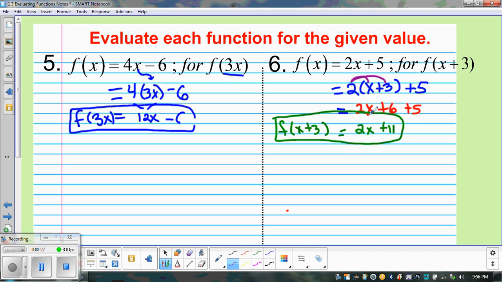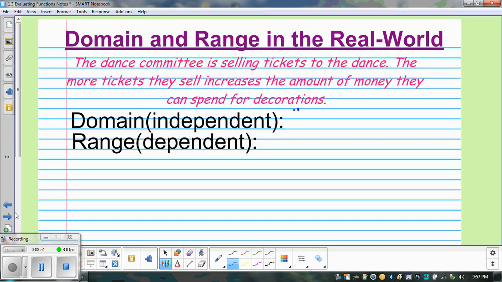When I look, I have 2x plus 6 plus 5. Which two terms are like each other and can be combined? I'm hoping you were saying the 6 plus 5. When I combine that, I end up with 2x plus 11. The 2x and 11 are not like terms, so they cannot be combined. That is our final answer. When you are complete with both of those questions, go ahead and move on to the next slide.